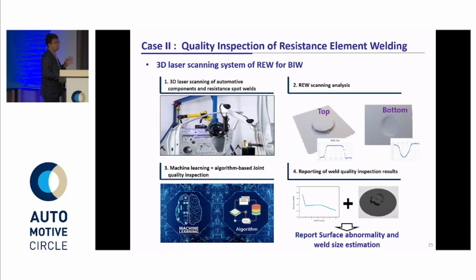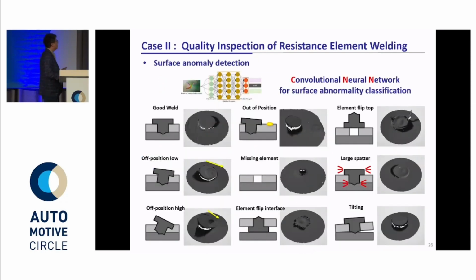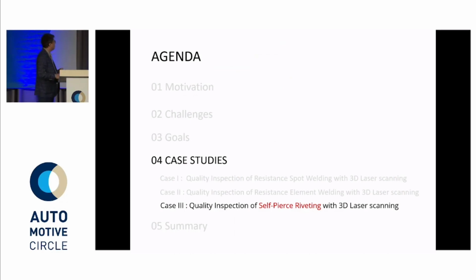This is very similar. It uses the same resistance spot welding machine. For the bottom side, with the indentation, we can detect the quality inspection. At the same time, we use the dynamic resistance curve and surface abnormality detection. We use the same convolutional neural network technology to classify 9 surface defects for the resistance element welding.